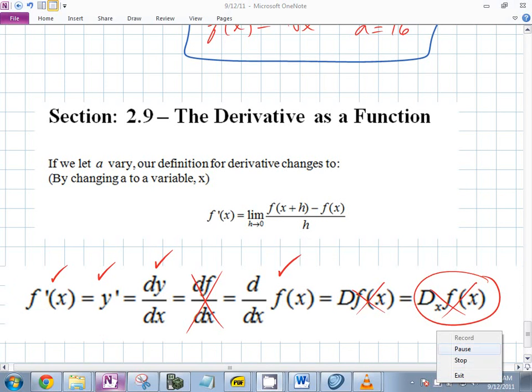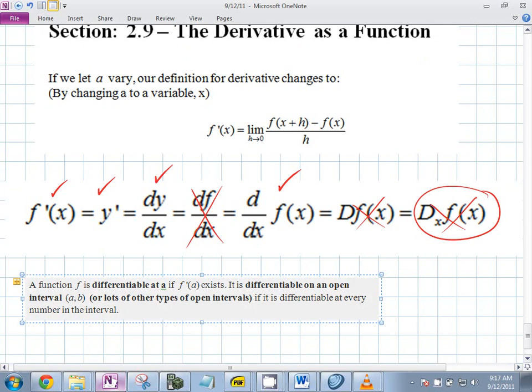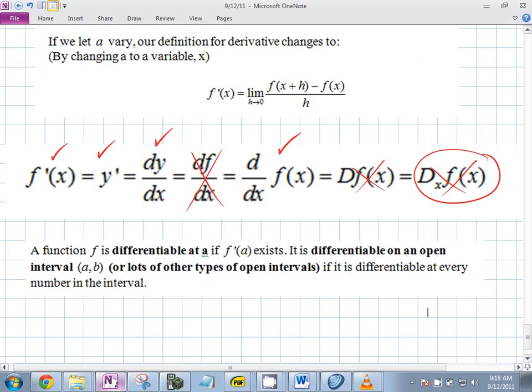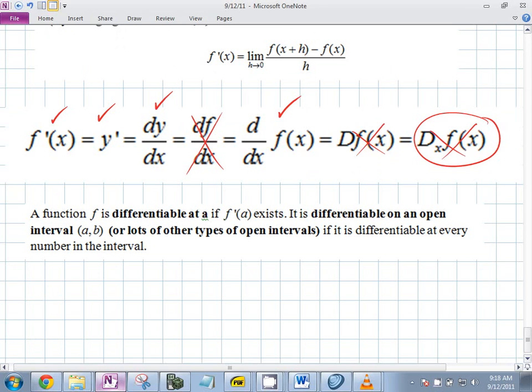A function is differentiable at a point if the derivative exists at that x value, and it's differentiable on the open interval if it is differentiable at every number inside the interval. So if I say an interval is differentiable, what does that mean about every x value in that interval? It has to exist. Does it necessarily mean you can find it easily? No. Finding derivatives can be straightforward, or it can be very, very difficult, if not impossible.